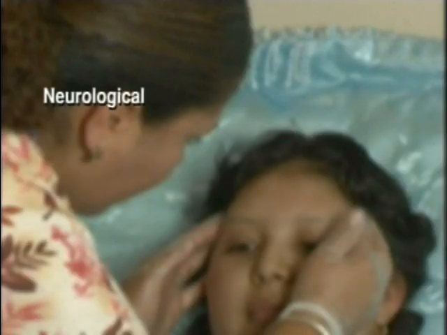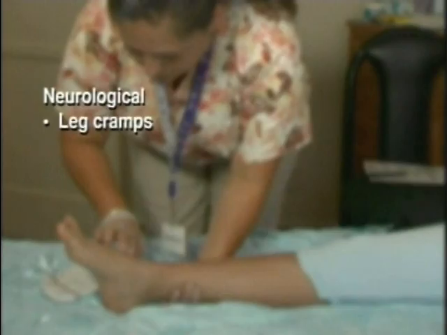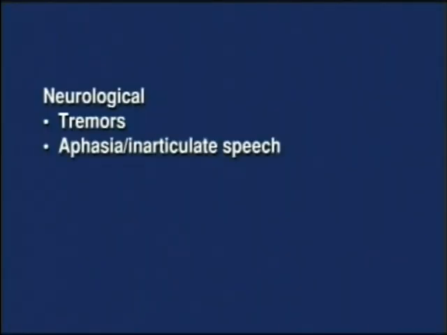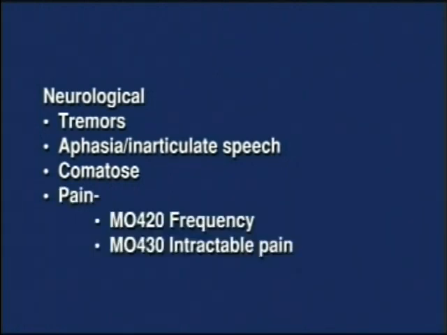The neurological assessment includes headaches, dizziness, syncope, seizures, paralysis, leg cramps, numbness or tingling, tremors, aphasia or inarticulate speech, assessing for comatose state, and a pain assessment.